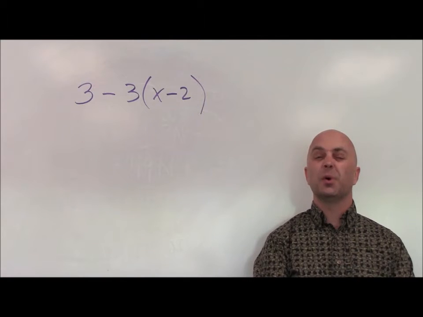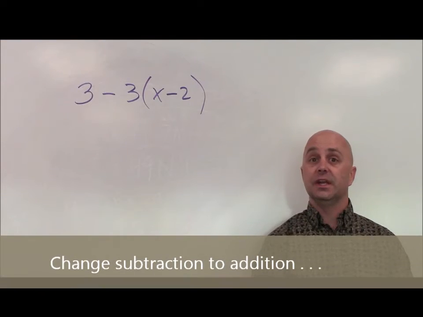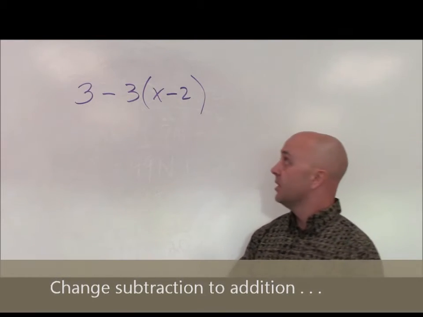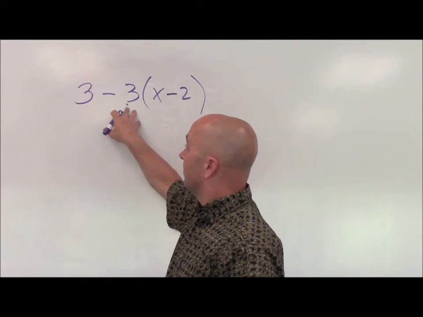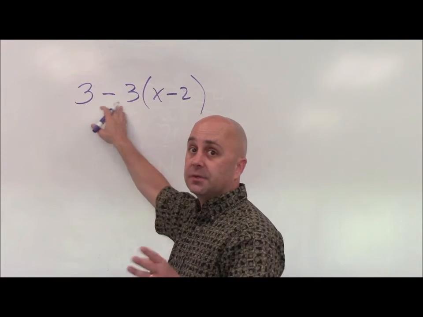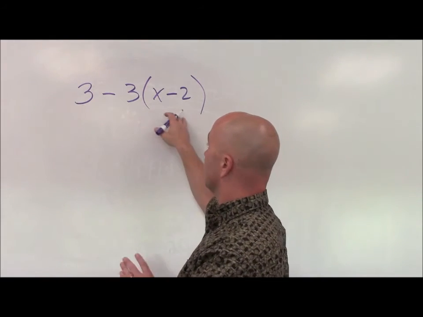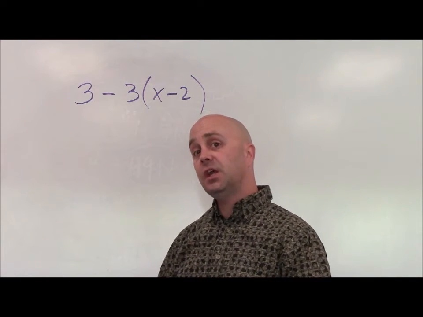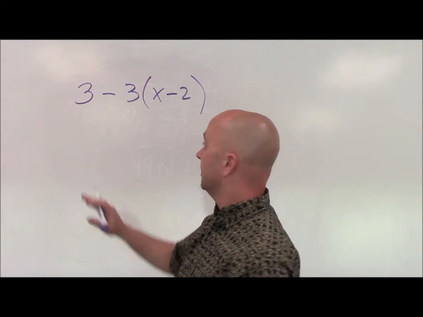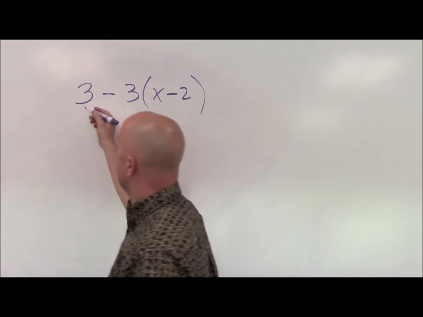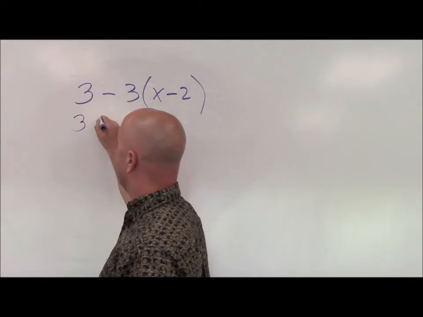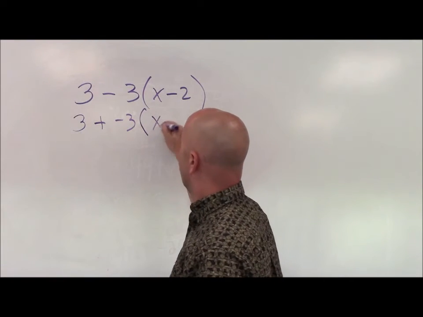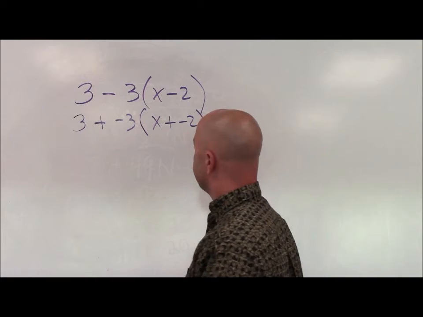So this next example will illustrate the importance of changing it to addition before we start. There's two subtractions in this problem. One is out here in front of the number that's being distributed. It's 3 minus 3 times the quantity x minus 2. The other subtraction is right here in the parentheses. As I change them both, I think you'll see that it was helpful to change especially this one to addition. So that as I do that, I rewrite it 3 plus negative 3 times the quantity x plus negative 2.